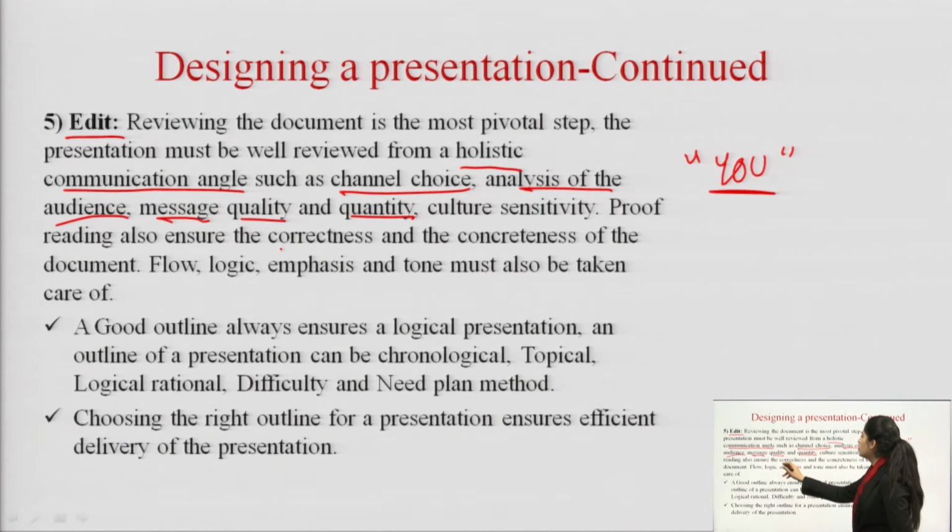You also need to ensure the correctness. Now, when we talk about the 7 C's in business communication, students, correctness is one of the 7 C's. So, this correctness has to be ensured. Correctness should be grammatically correct. Correctness should also cover the flow and the logic that you are talking about. The flow, the logic of the document, the emphasis, and the tone are also very important.